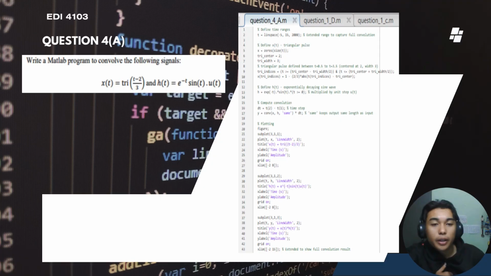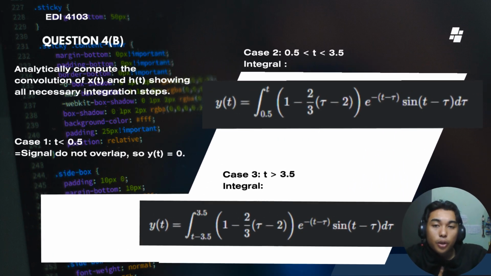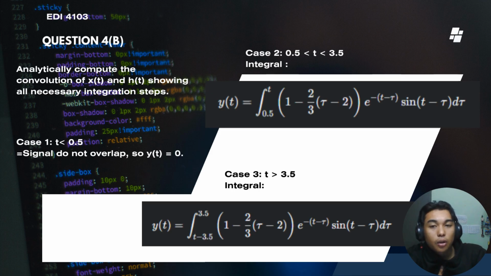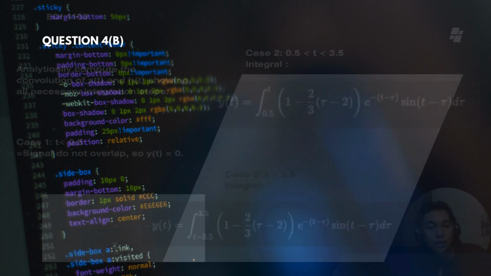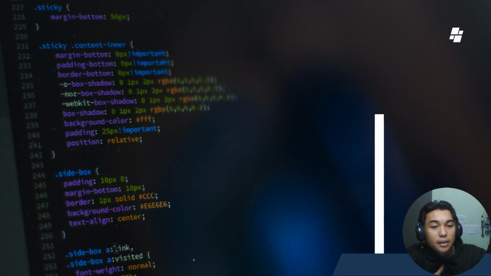Okay, this is the code that has been written for question 4A. This is the output for question 4A. Okay, for question 4B, this is all the integration steps. Okay, this is the answer for question 4C.